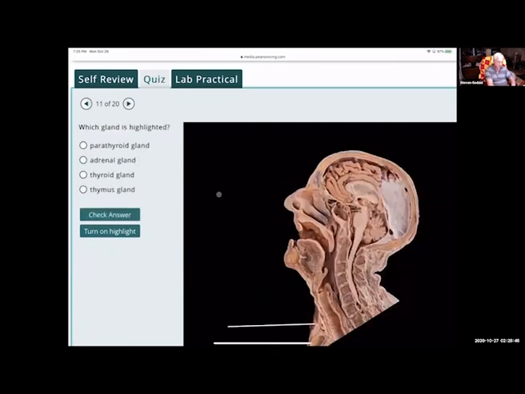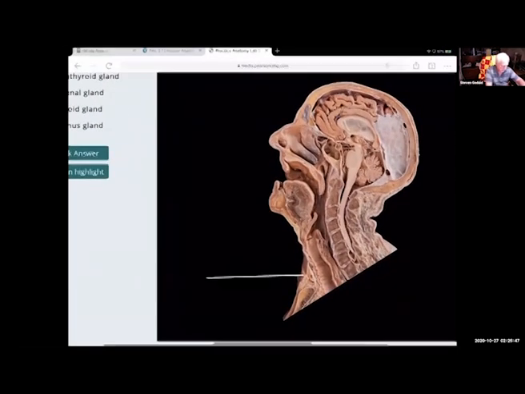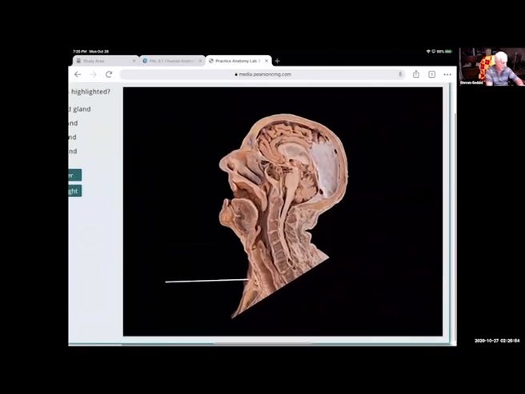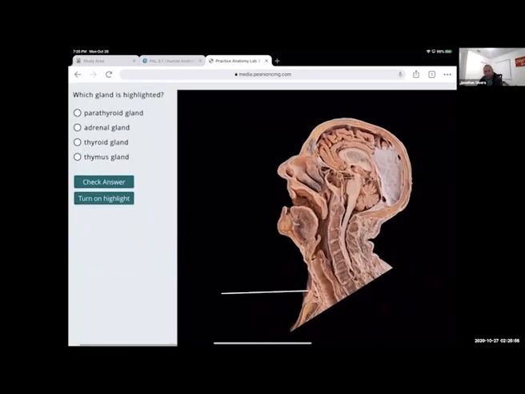There we go. Yeah, this is a little bit different. We didn't get this last time. That's where it's pointing right there. And that is the, what? Thyroid gland. They like the thyroid gland in here, don't they? And the kidney. They like those two things.